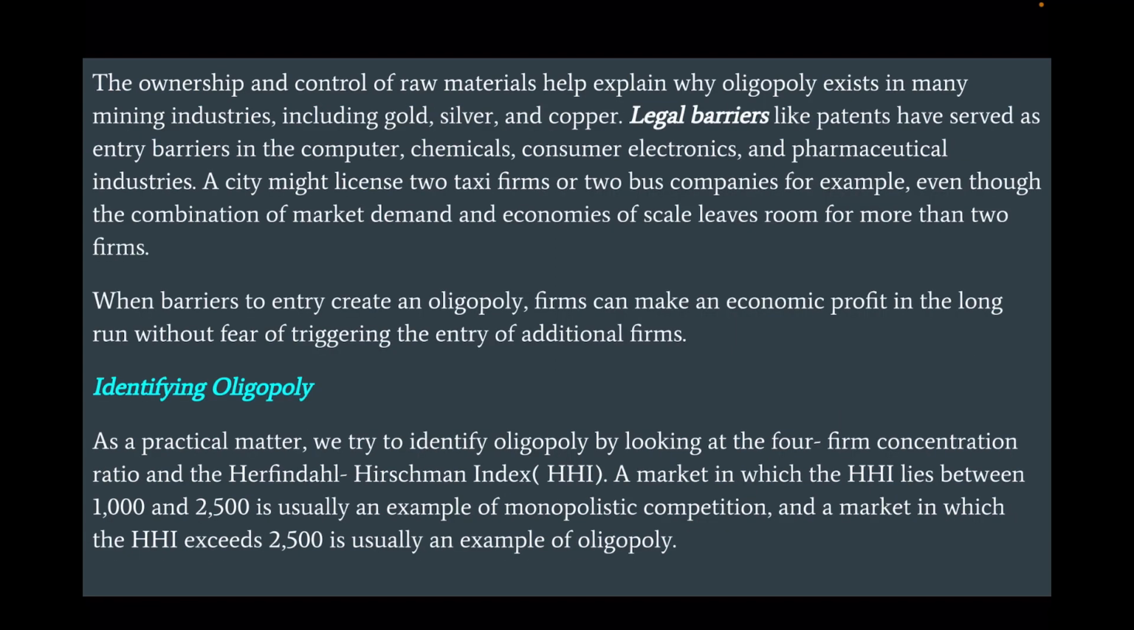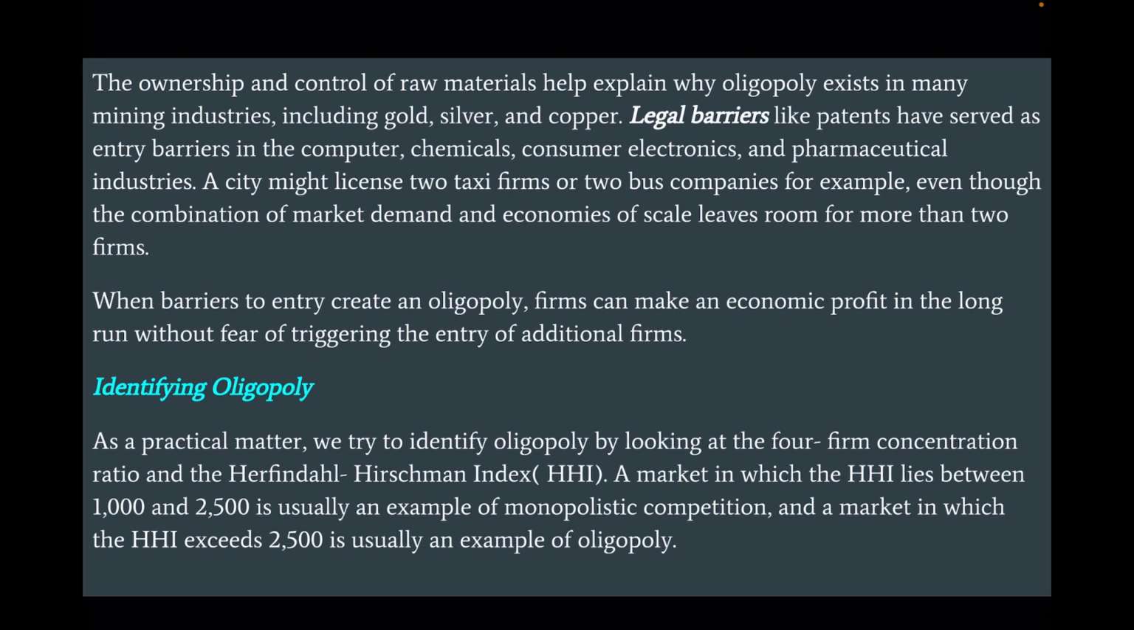The ownership and control of raw materials help explain why oligopoly exists in many mining industries, including gold, silver, and copper. Legal barriers like patents have served as entry barriers in the computer, chemicals, consumer electronics, and pharmaceutical industries. A city might license two taxi firms or two bus companies, for example, even though the combination of market demand and economies of scale leaves room for more than two firms. When barriers to entry create an oligopoly, firms can make an economic profit in the long run without fear of triggering the entry of additional firms.